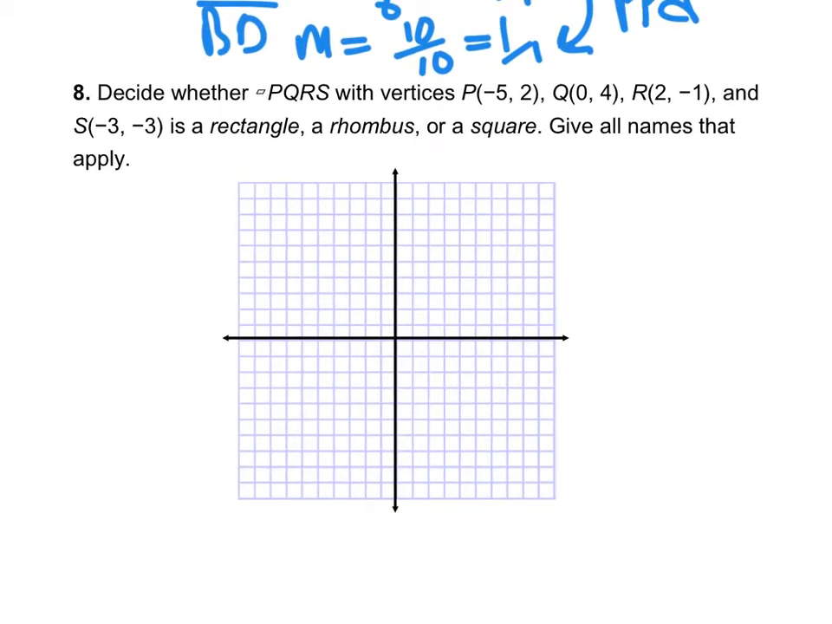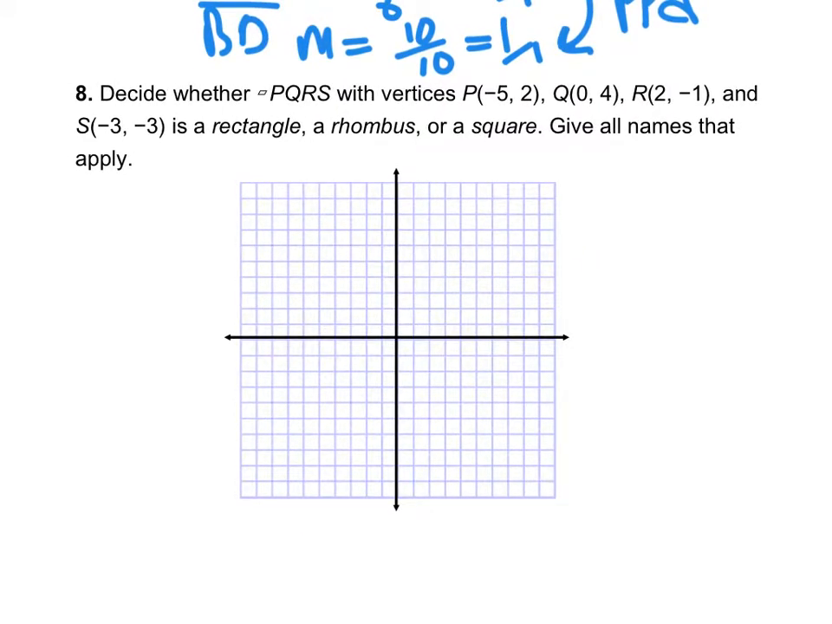And then how about this one? Let's go ahead and do the same thing. Let's plot the points and decide if it's a rectangle, square, or rhombus. So we'll plot the points. We should always label our axes like that. Now we'll plot the points here. So we got our points, P, Q, R, S there.